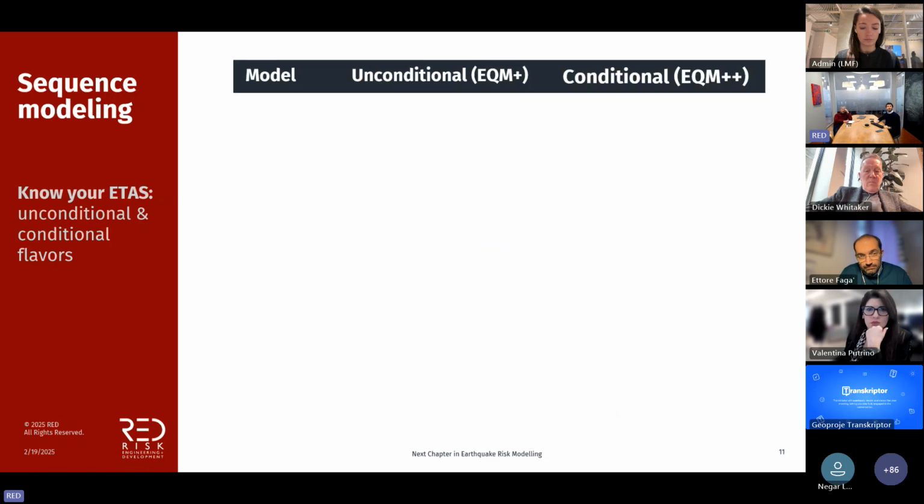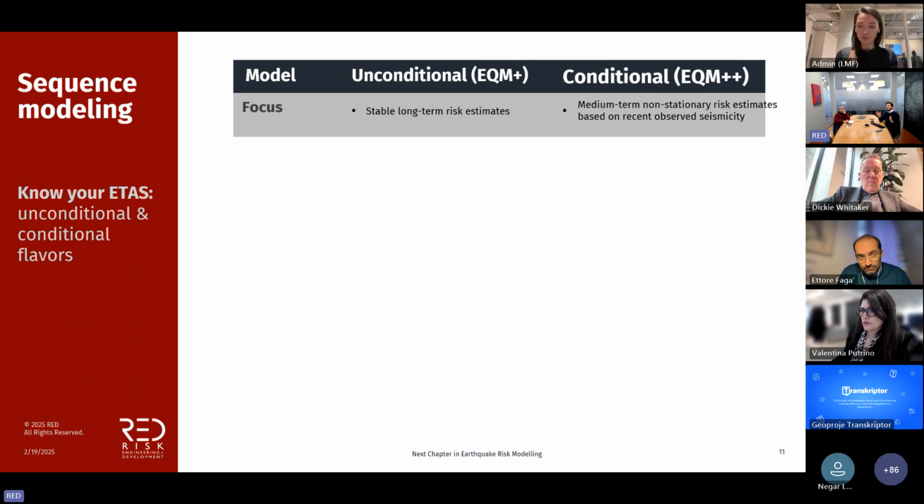Now, to understand a little bit better the differences between these two approaches, EQM++, you probably get the reference, is what we have in the pipeline and that we want to release soon in the future. That we don't have yet, but that would be the conditional counterpart.